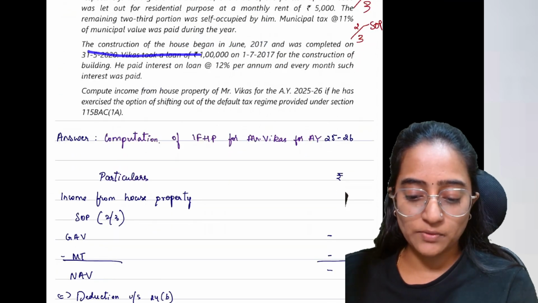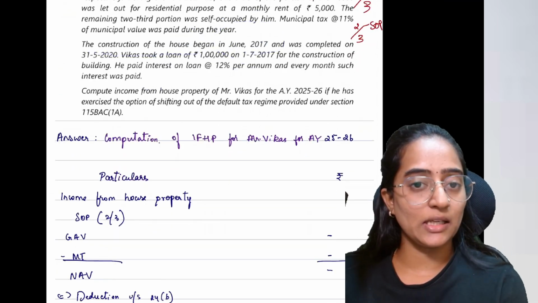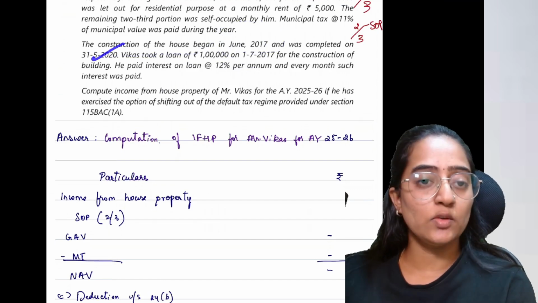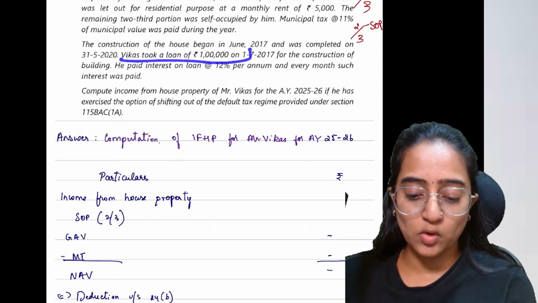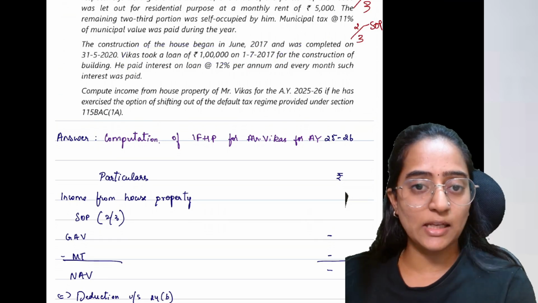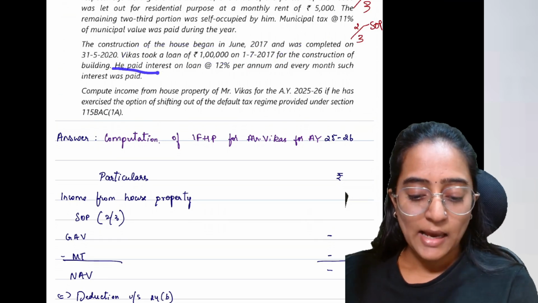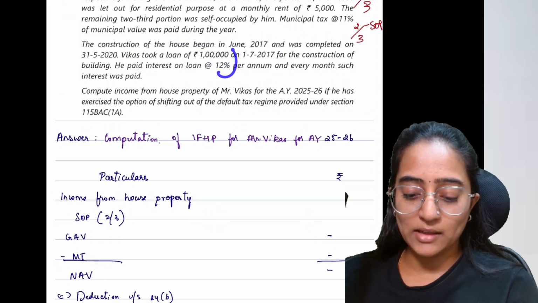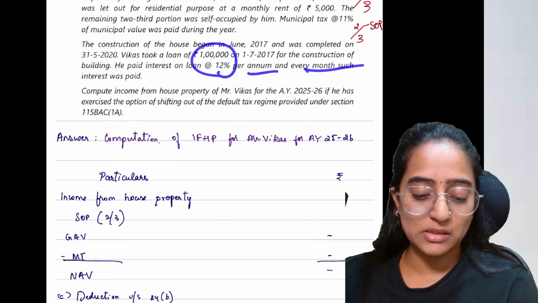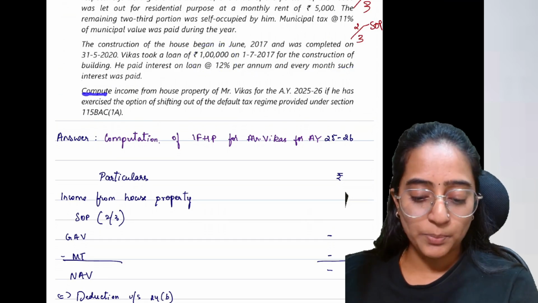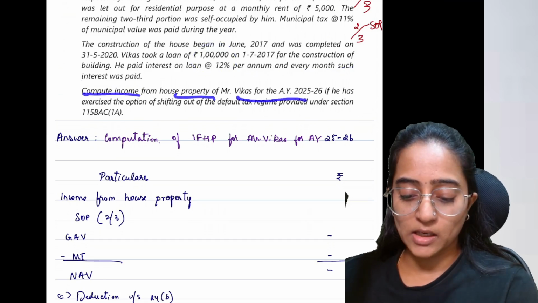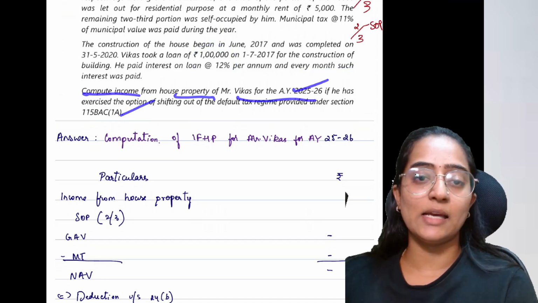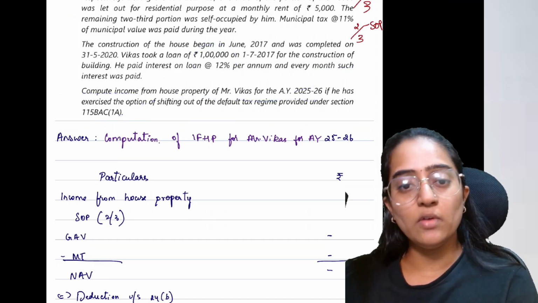The construction of the house began in June 2017 and was completed on 31/5/2020. Mr. Vikas took a loan of 1 lakh on 1/7/2017 for the construction of the building, and he paid interest on the loan at the rate of 12% per annum, with interest paid every month. Compute the income from house property of Mr. Vikas for AY 25-26, with the option of shifting out of the default tax regime.